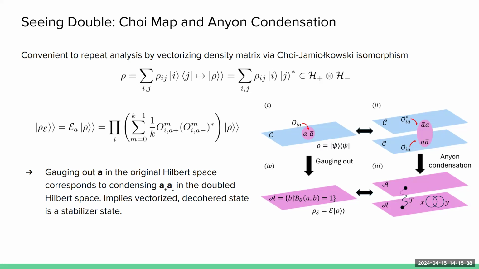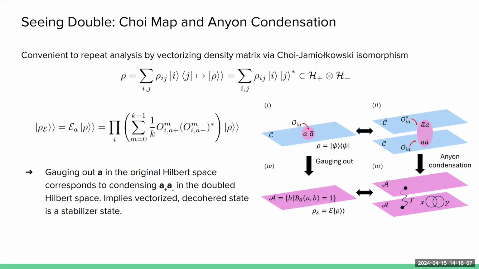And so if rho described something in the code space of a topological order C, then this doubled state corresponds to a bilayer topological order with the topological order C on the ket space and the time reverse conjugate on the H minus space, the bra space. And one can check that this rho E, the decoherence process, precisely corresponds to doing anyon condensation of A plus A minus in this double Hilbert space.